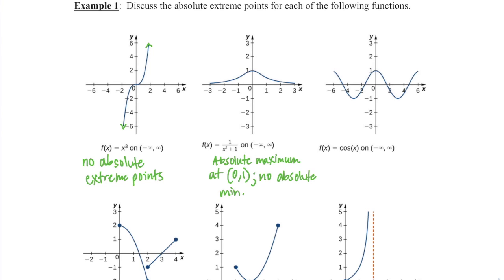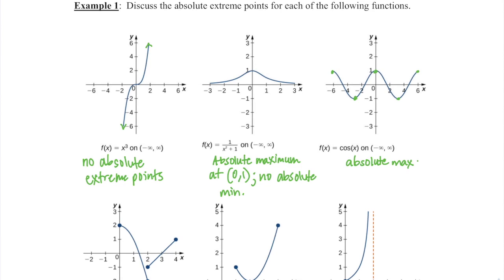The next function, f of x equals cosine of x, hits the high point of 1 over and over and over. Also hits the low point of negative 1 over and over and over. And it's totally fine for an absolute extreme point to occur in multiple places. So if 1 is the highest value, even if it occurs infinitely many places, we would still say that's an absolute extreme value.